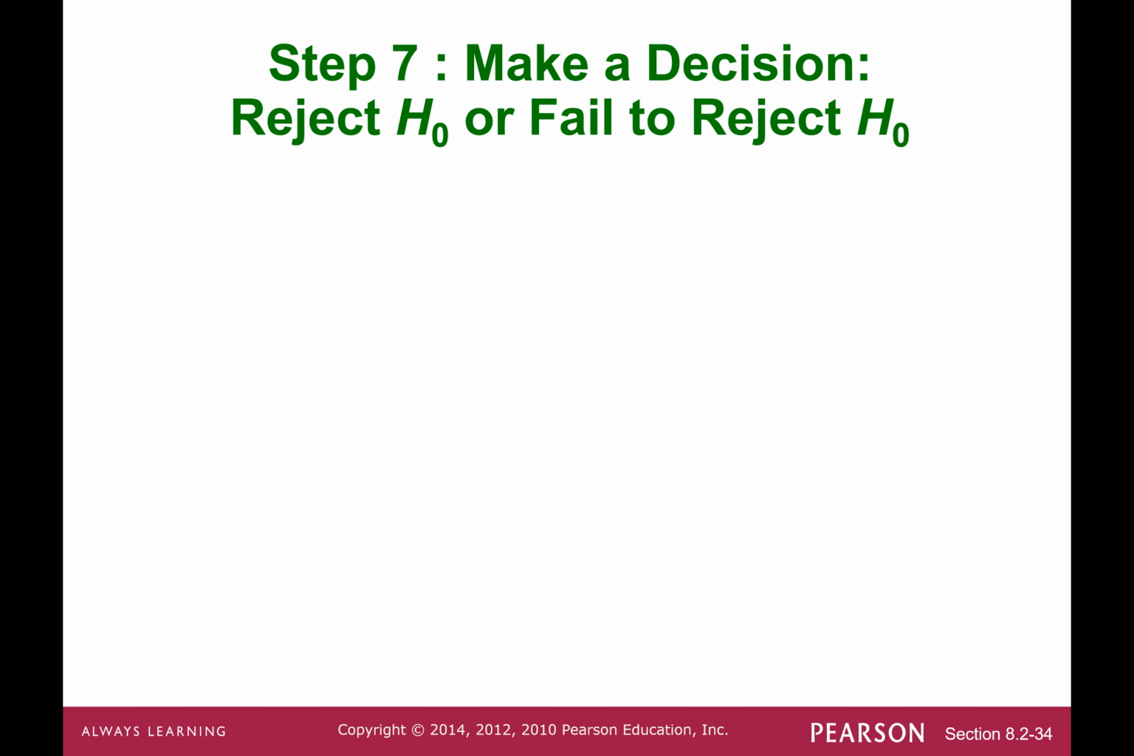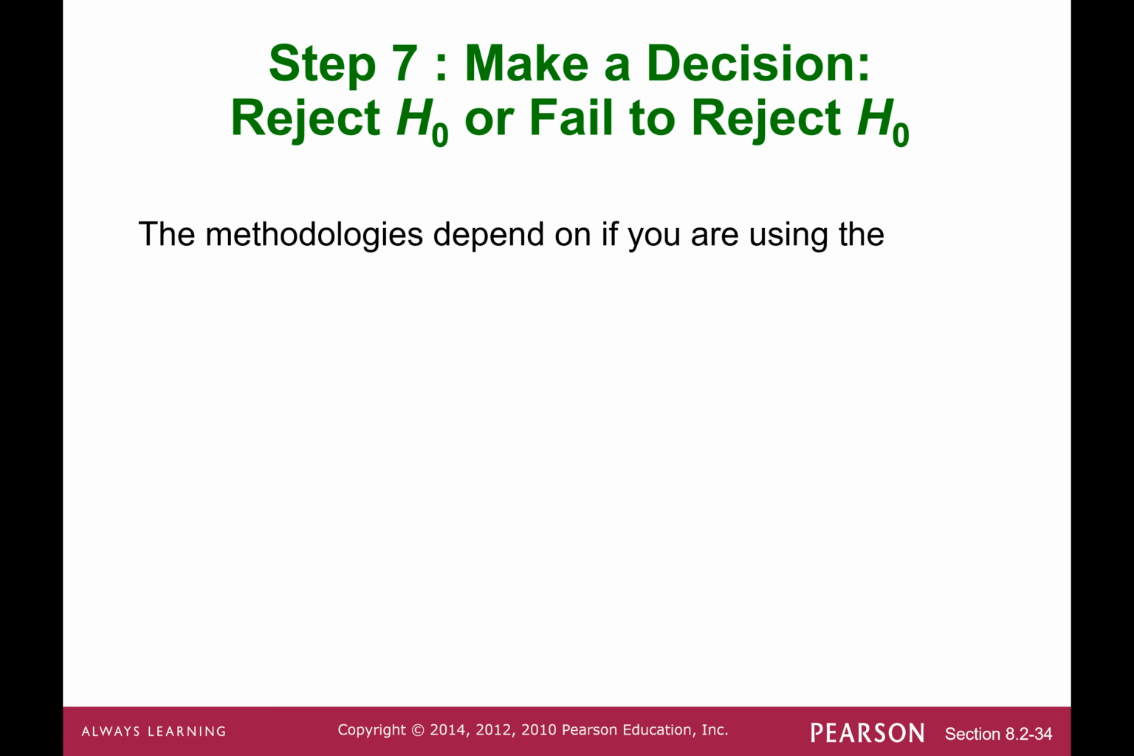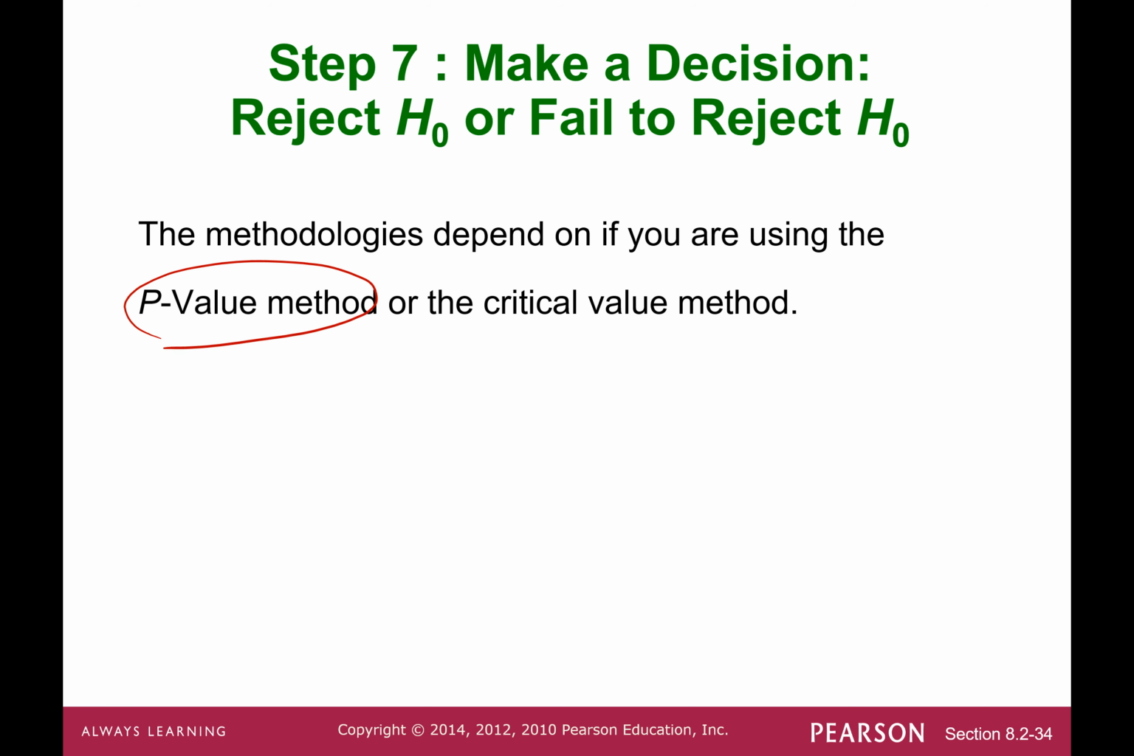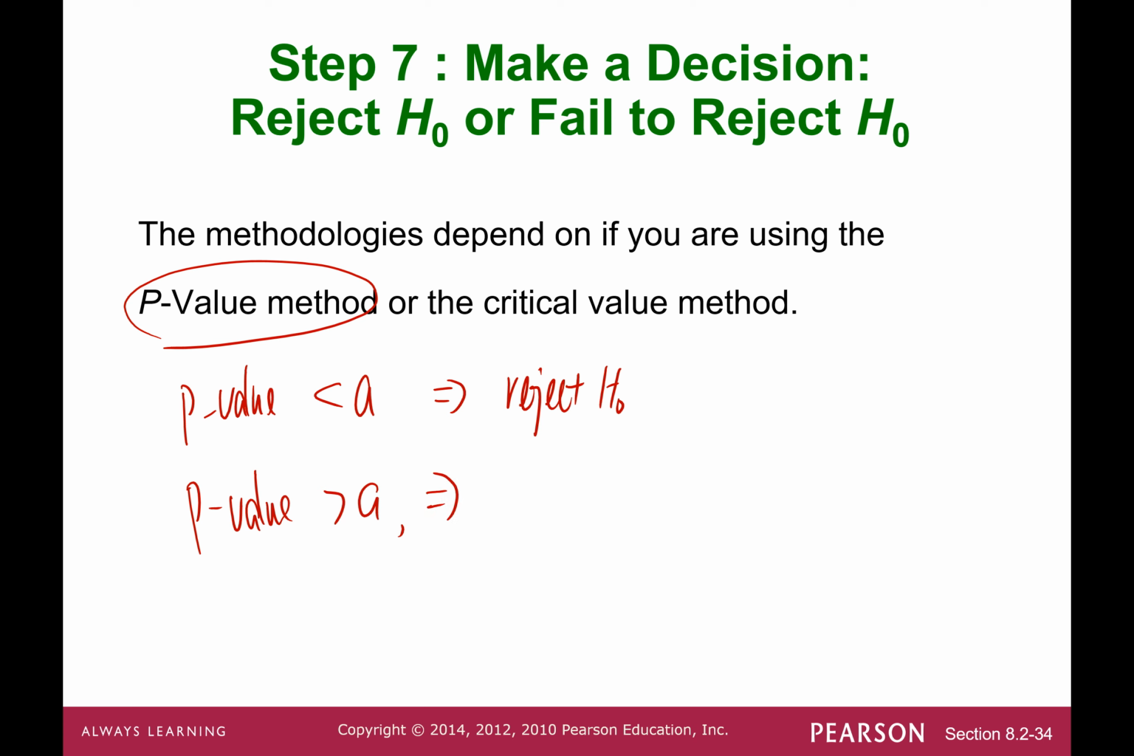Step 7, make a decision: reject H0 or fail to reject H0. It depends on which method you're using. With the p-value method, if the p-value is less than alpha, then reject H0. If the p-value is greater than alpha, then fail to reject H0. Less than alpha means it's highly unlikely, so you have to reject it.